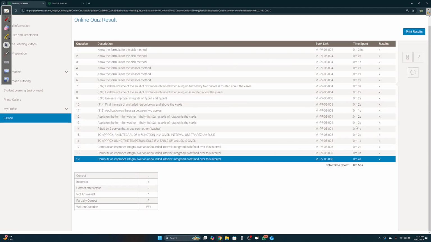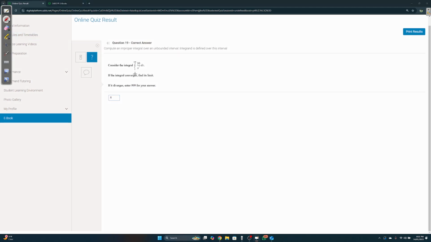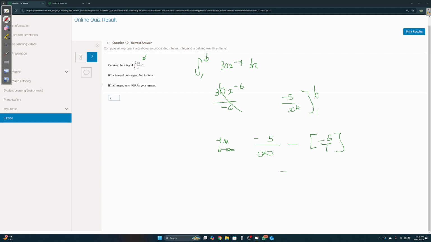Let's consider the improper integral over here. This one, 30 over x to the power 7. Again, integrate, but change it to 30 x to the power of minus 7 dx. Integrate, you get 30 x to the power of minus 6 over minus 6. You're going to get minus 5 over x to the power of 6 between 1 and b. Then you say limit b approaches infinity. You're going to get minus 5 over infinity minus, open bracket, minus 5 over 1, and obviously you get 5.